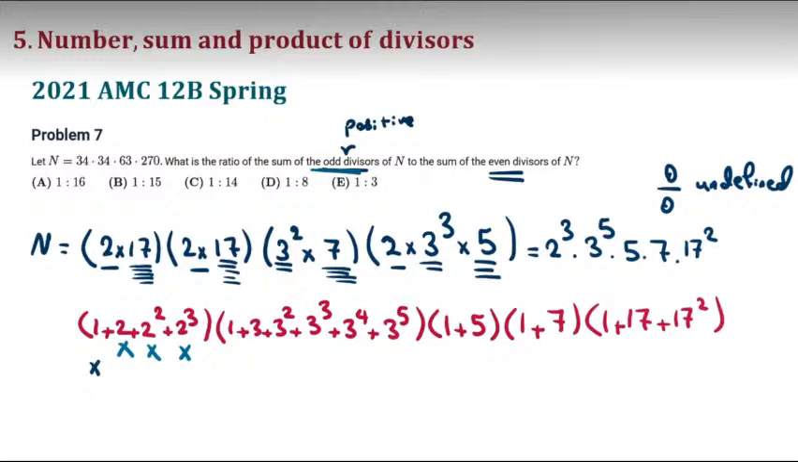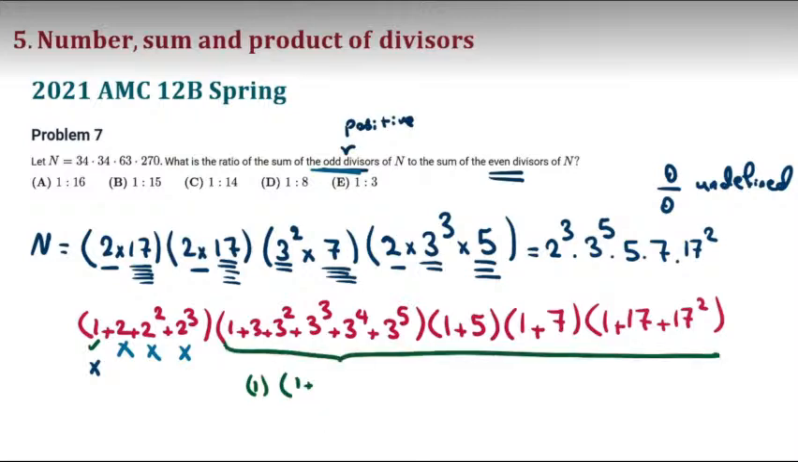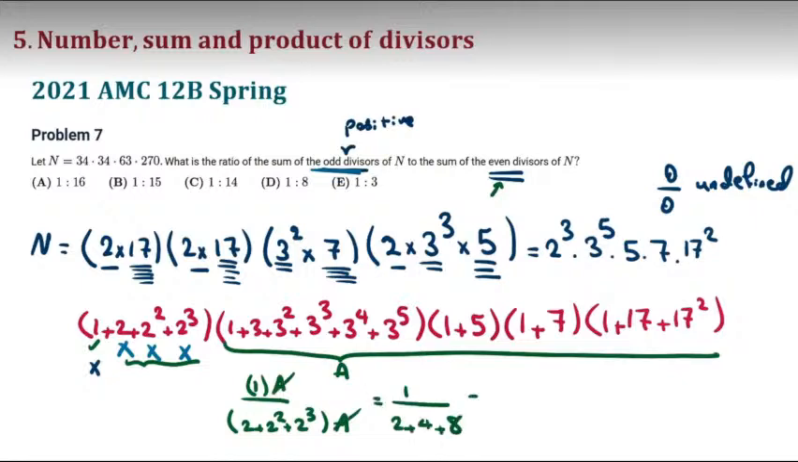So if I write the sum of odd positive divisors, it will be 1 from the first bracket. Only 1 is okay, times the rest. Let's consider the rest. For example, a, I can say 1 times a over even. For even, you should consider the rest: 2 plus 2 squared plus 2 cubed times a again. You will cancel, it will be 1 over 2 plus 4 plus 8, which is 1 over 14, and the answer is 6. Okay, so we finished this one.